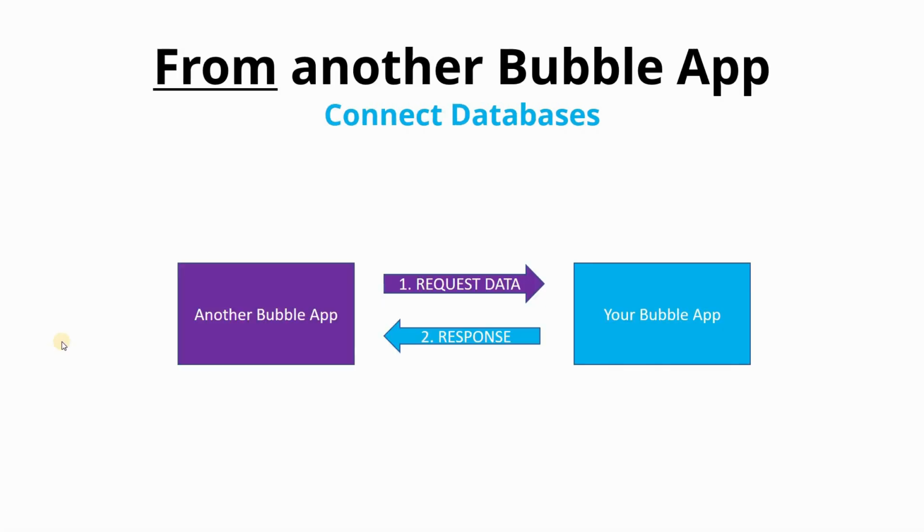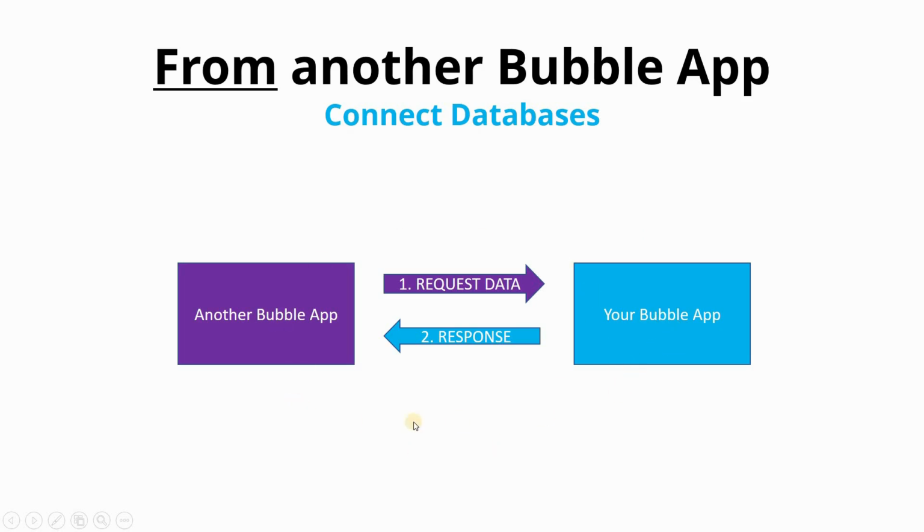A second use case for this is if you want to connect Bubble apps to each other, and you can do this via API. Bubble actually has a plugin that's specifically for this, but it uses all of the same API principles. You still use all of the call methods. It's just strictly for Bubble apps talking to each other instead of your Bubble app talking to an external service. So let's say that you have a second Bubble app here, this one in purple. You can request data from your first app, and then that app would send a response with the data.